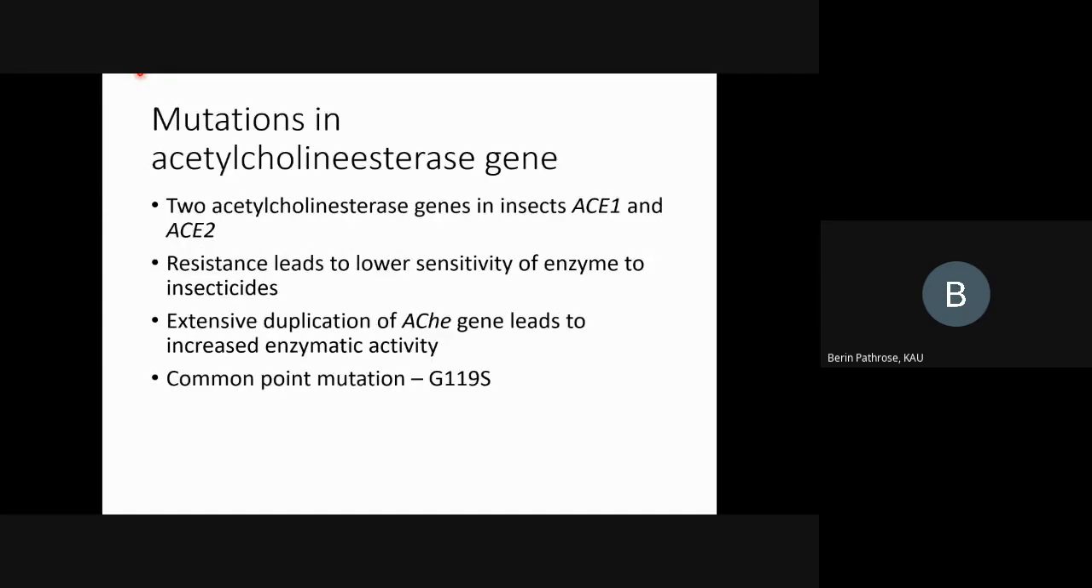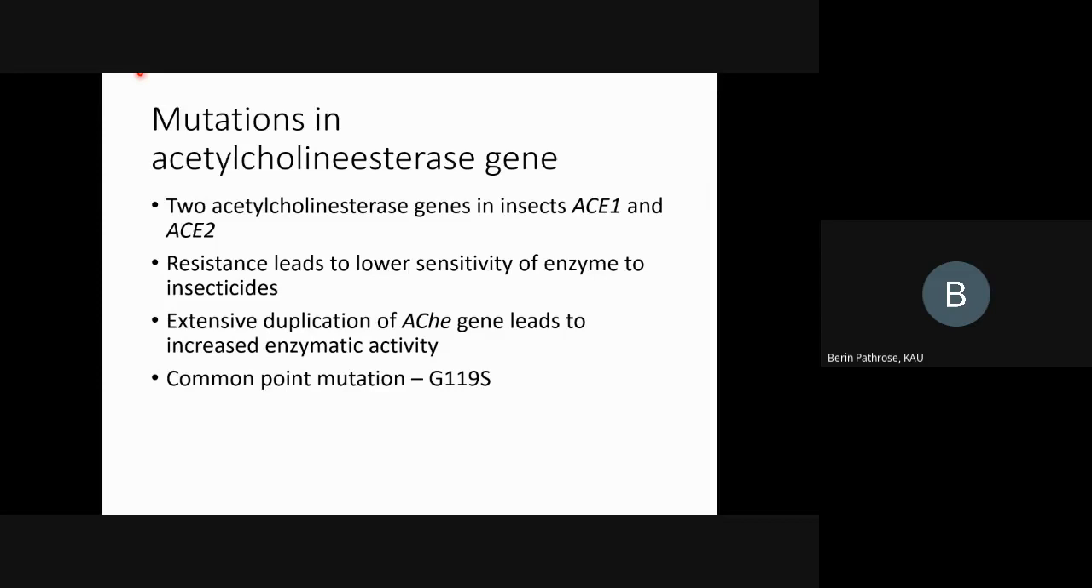Coming to the next one, that is mutations in the acetylcholinesterase gene. Insects mostly have two genes, that is ACE1 and ACE2. These are the acetylcholinesterase genes. That means these genes are responsible for the synthesis of the acetylcholinesterase enzyme.